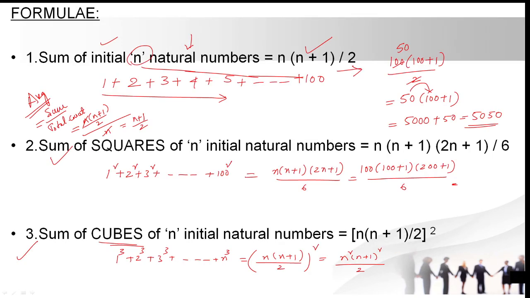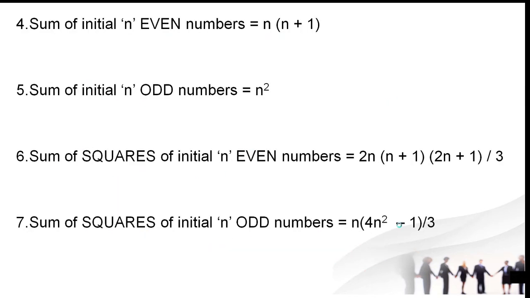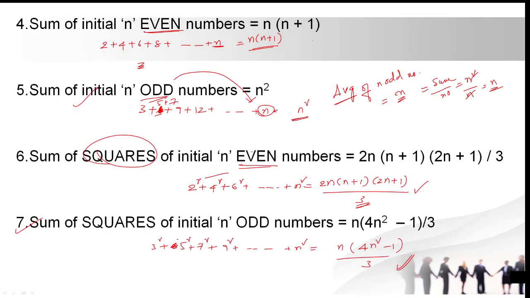So okay, the first one we discussed is the sum of n natural numbers, the second one is squares of n natural numbers, the third one is cubes of n natural numbers, and next the sum of the even numbers, the sum of the odd numbers, the sum of squares of even numbers, and the sum of the squares of odd numbers. Is it okay, right? Is it fine? So these 7 formulas, you can write 2 or 3 times.